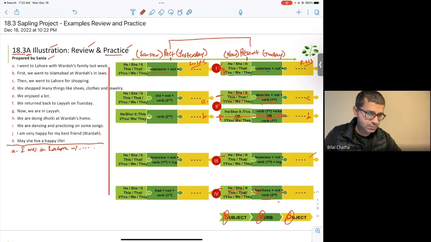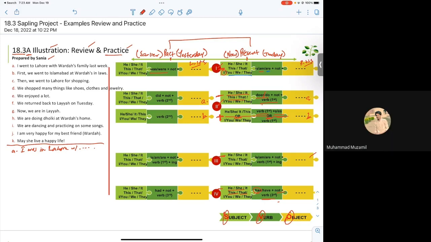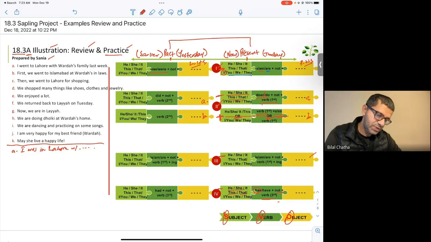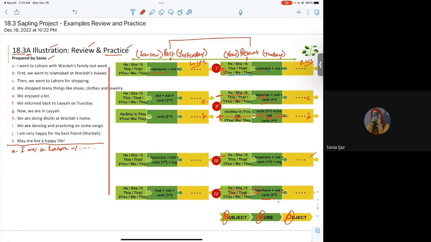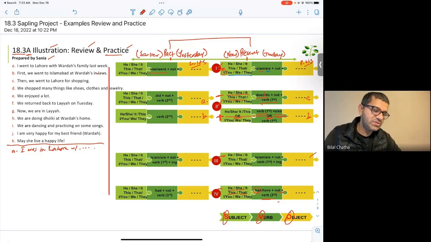Is there any mistake in this sentence? Raise your hands. Muzamma. No, sir, it is correct. Okay. There is one mistake: in-laws is a compound word, and there is a dash in between. Sania, did you notice that? Yes, sir. Okay. Second, we went to Islamabad.